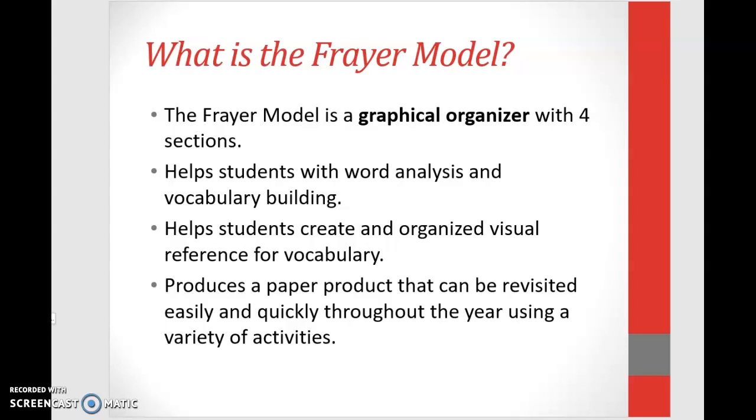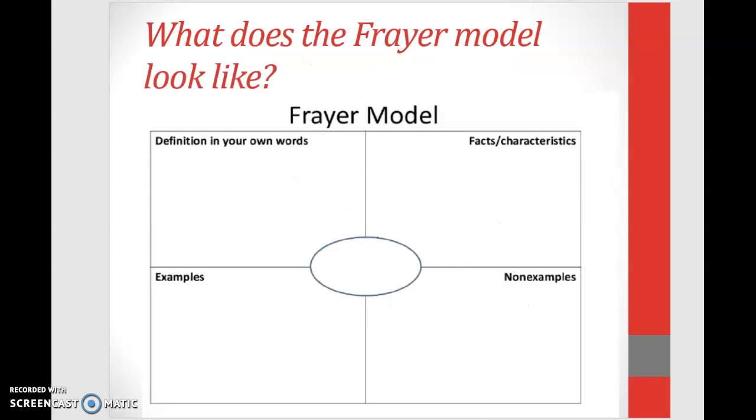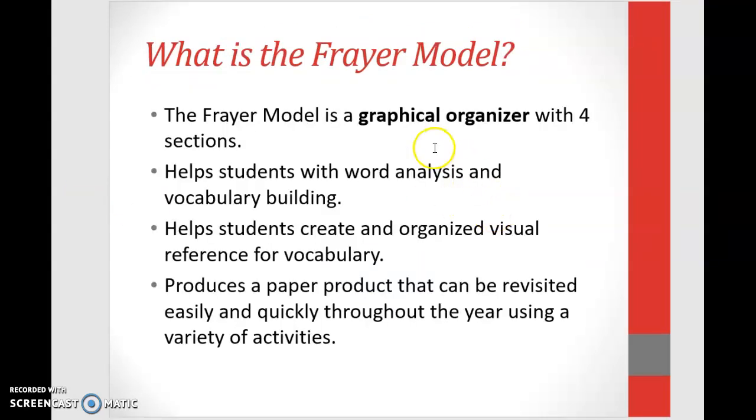content area. So I'm going to start off talking about the Frayer model. I'm going to show you what it looks like first, actually. So this is what it looks like. Again, you may have seen this before and you just didn't know the name of it. Okay, so it looks like this. And what it is, it's a graphical organizer. It's another type of organizer. It helps students with word analysis, vocabulary building, visual reference, all sorts of benefits.